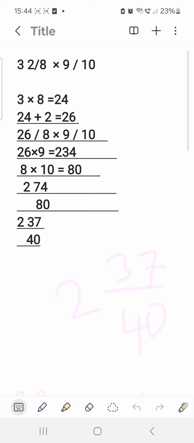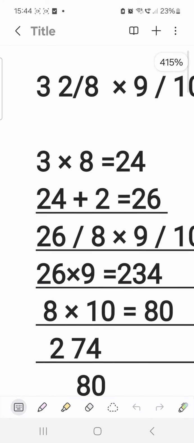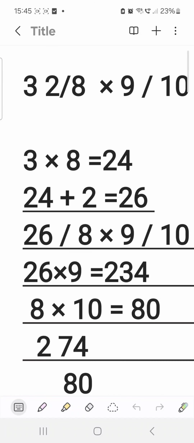So this is the first method, and the answer is here. So let's zoom in and see. So 3 whole, okay. So times 8, 3 times 8 equals 24. Then 24 plus 2, because there's a 2 here, equals 26. We get 24 from where we timesed it. Then we do 26 over 8 times 9 over 10.